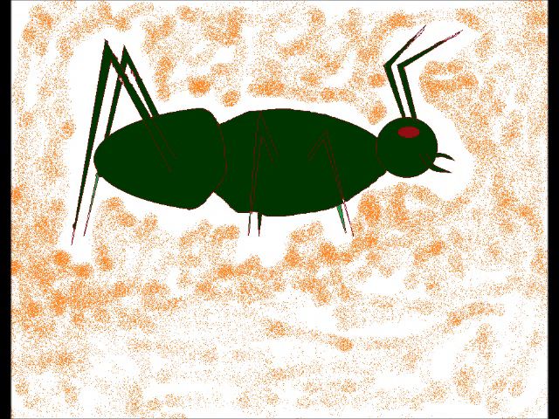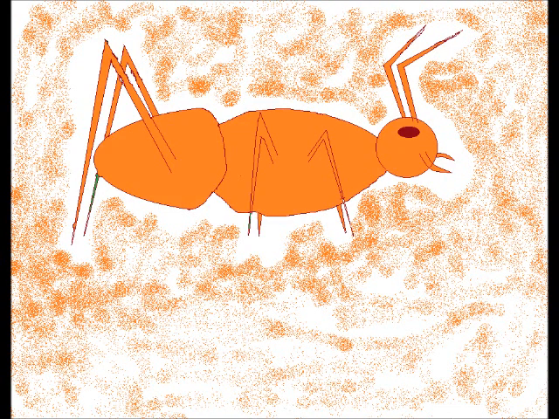Now, let's say that these bugs are now moved to an environment that is not green. Perhaps the environment is a desert with an orange tint to the sand. Over the course of generations, it is possible for natural selection to change the population of bugs from green to orange. How does this happen?